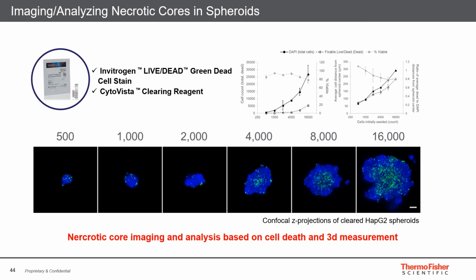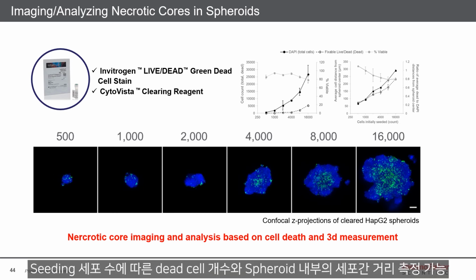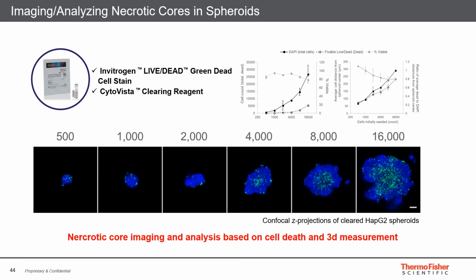First one is imaging and analysis of the necrotic core of a spheroid. We used a live-dead reagent for labeling dead cells of a Hep-G2 spheroid, and we used CytoVista as the clearing solution. As expected, we could count more green dead cells as the seeding cell number of the spheroid increased, and using our CXM platform, we measured the distance from the center to dead cells or DAPI cells.